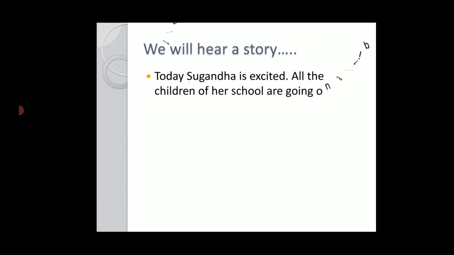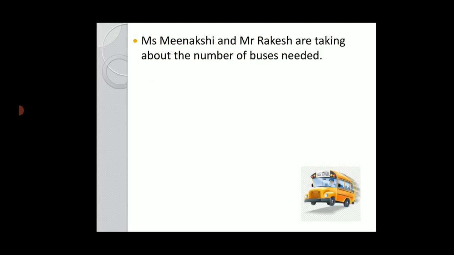We will hear a story. In this chapter, there is a description of a girl called Sugandha. Today, Sugandha is excited. All the children of her school are going on a trip to Bhopal with their teachers. Miss Meenakshi and Mr. Rakesh are talking about the number of buses needed. So children, here Miss Meenakshi and Rakesh are their teachers, and now they are counting the number of buses required so that they can book them for the trip.